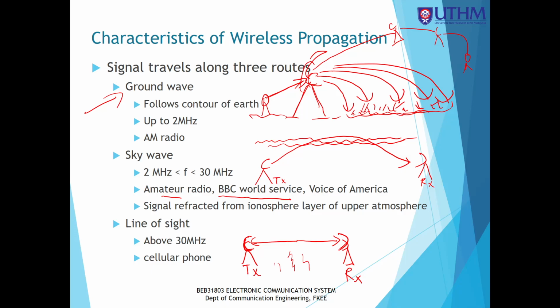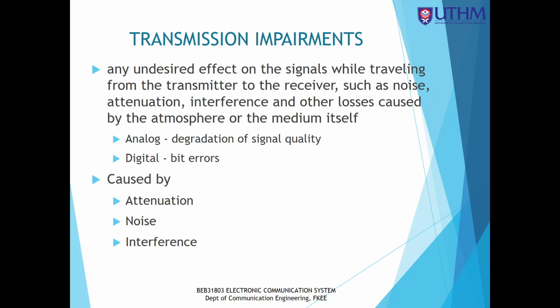Okay, so ini yang saya tunjuk. The thing that I show here is a basic type of signal routes, either ground wave, sky wave, or line of sight. Okay.